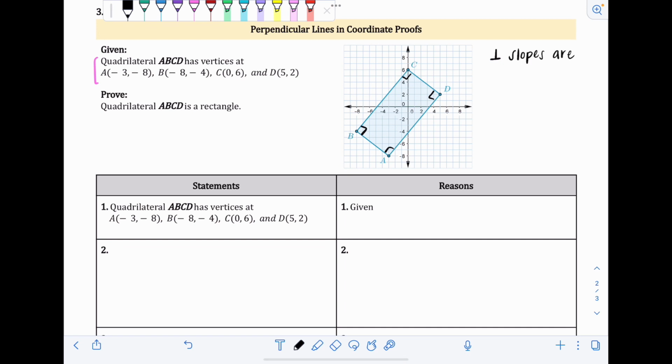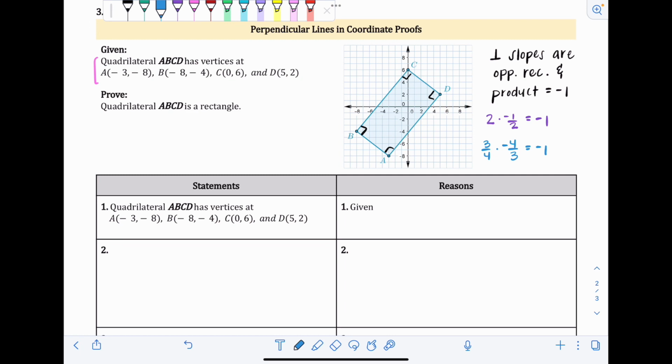are opposite reciprocals, meaning 2 and -1/2. So opposite reciprocals, and the product of them equals -1. So for example, if you were to multiply 2 times -1/2, that would equal -1. Or 3/4 times -4/3, if you were to multiply those two together, that product would also be -1. So that's how we would have to show it for this proof.